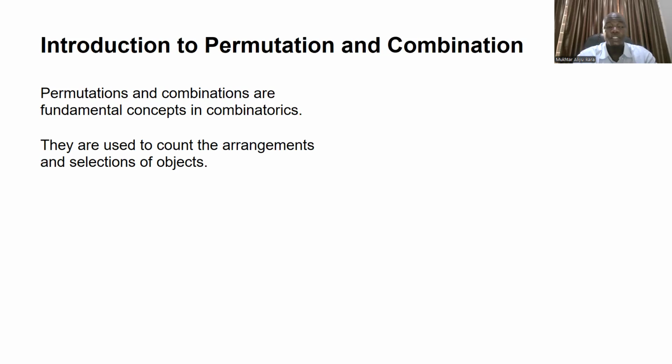So permutation and combination are used to count the arrangement and the selection of objects. Usually we use permutations to arrange objects, while combination is used for the selection of objects. You may be given thousands of objects, and to select them, the best way is to use combination. And of course, once you have selected them, you can use permutation to arrange the objects.